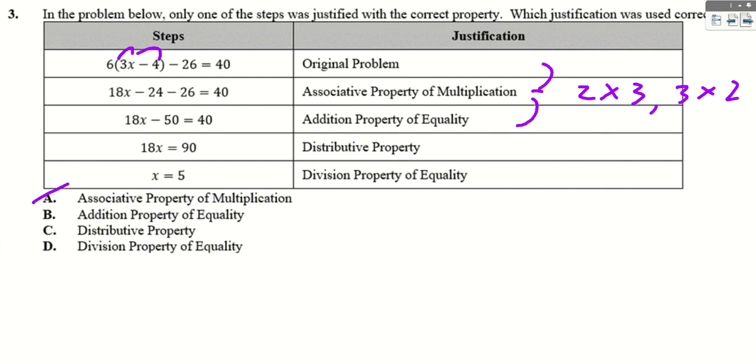And then to the next step, they're saying the combination of these two, they added. Well, there's a minus sign right here, so that's not true. This next step, they said that they distributed to get to 18. That's not true. And then this very last step, they said they divide by 18 to both sides to get to 5, and that is true.